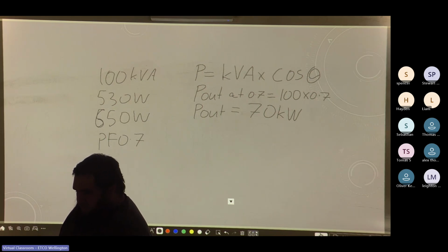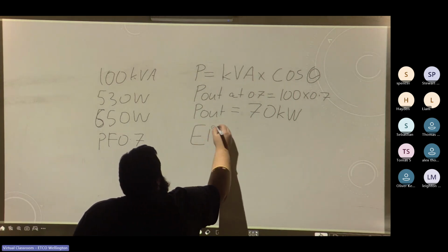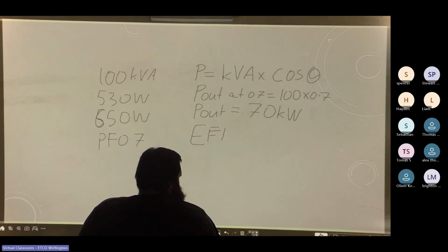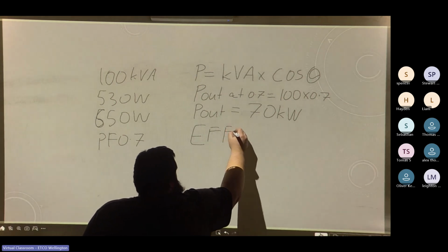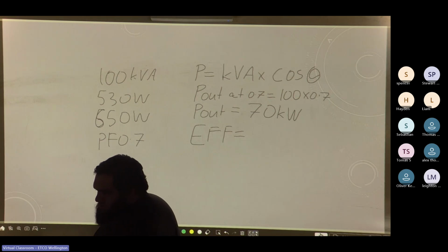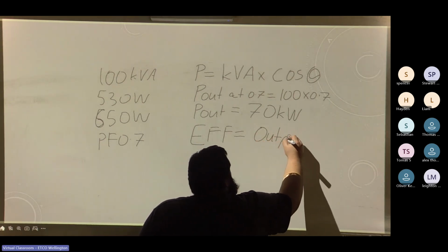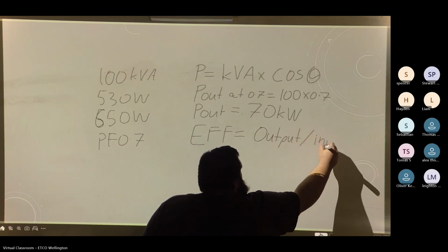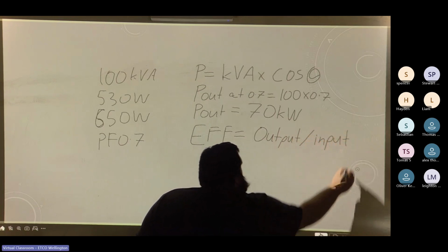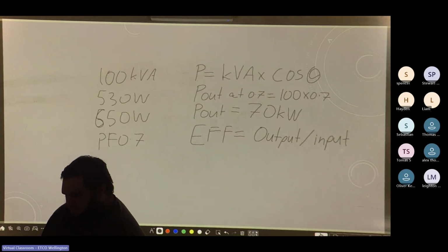So then we look at your efficiency. Your efficiency is equal to output over input. Okay. Efficiency is equal to your output over your input.